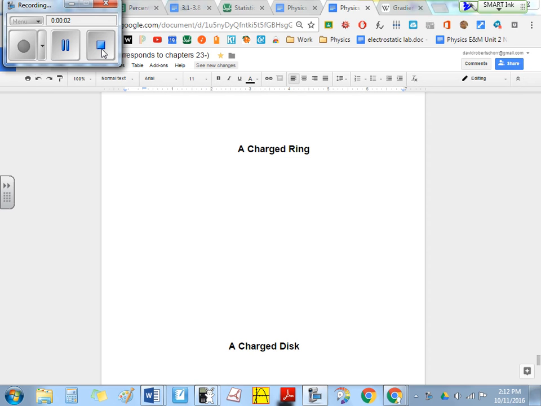Okay, for the charged ring, obviously that would look something like this. We're going to assume that it has an infinitesimal thickness. So this blue thing has no actual width. Okay, if you can imagine that. So this distance from here to here is 0.